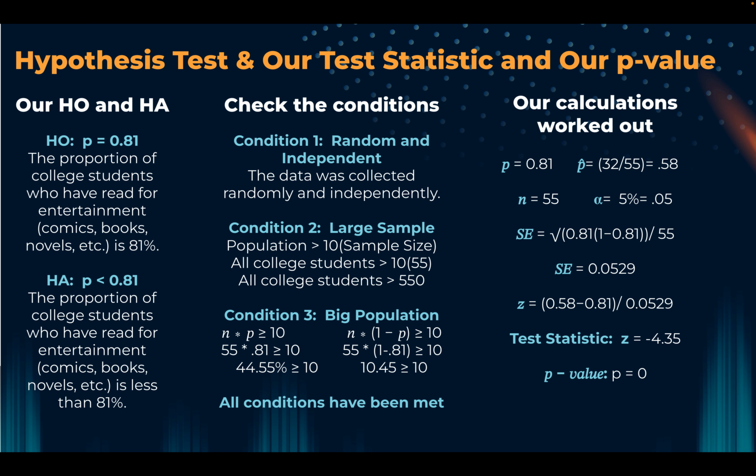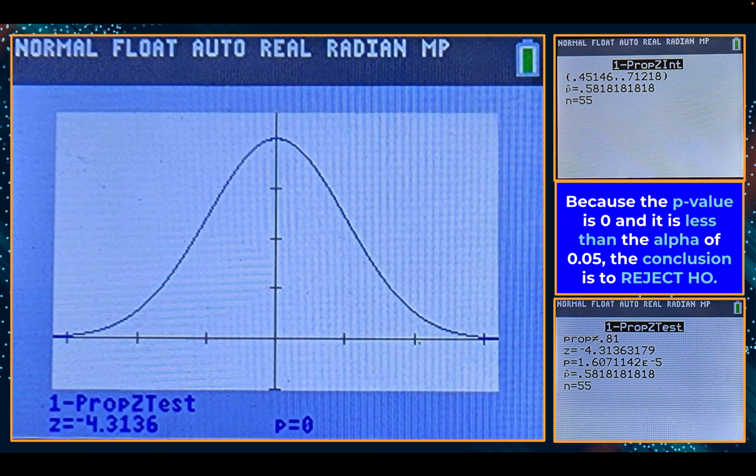For our standard error, we found it was 0.0529, and our test statistic, or z, was negative 4.35. And after some more calculations, our p-value is 0. Here's our work on the calculator.